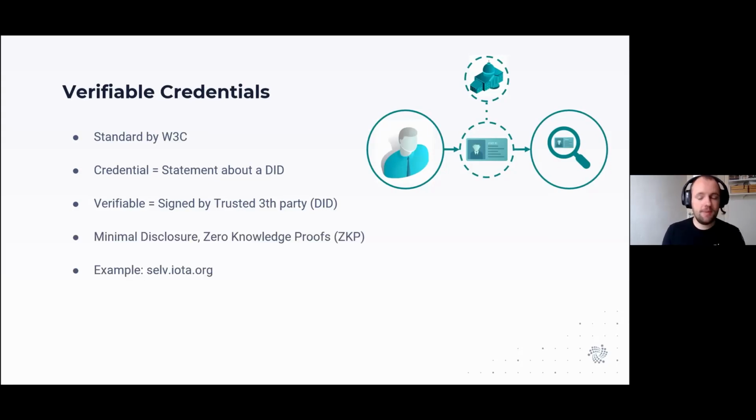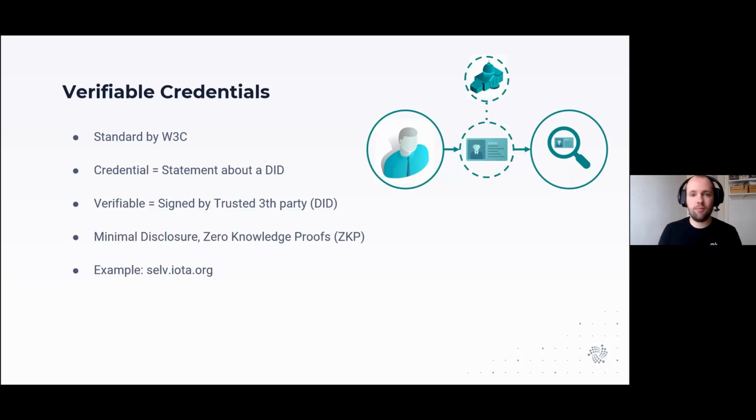It follows the minimum disclosure rules, which means that if I have to show my driver's license, I, for example, could just show my acquisition date and what type of driver's license I have, but you don't need to know my name, the day it expires, or any other information that is on there. So that's the minimum disclosure part.